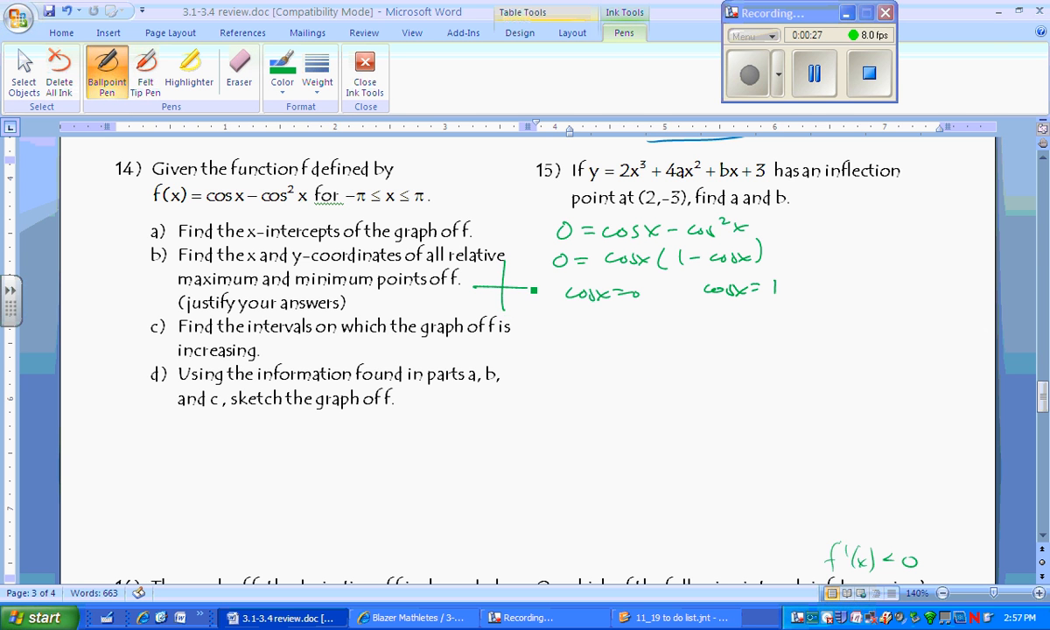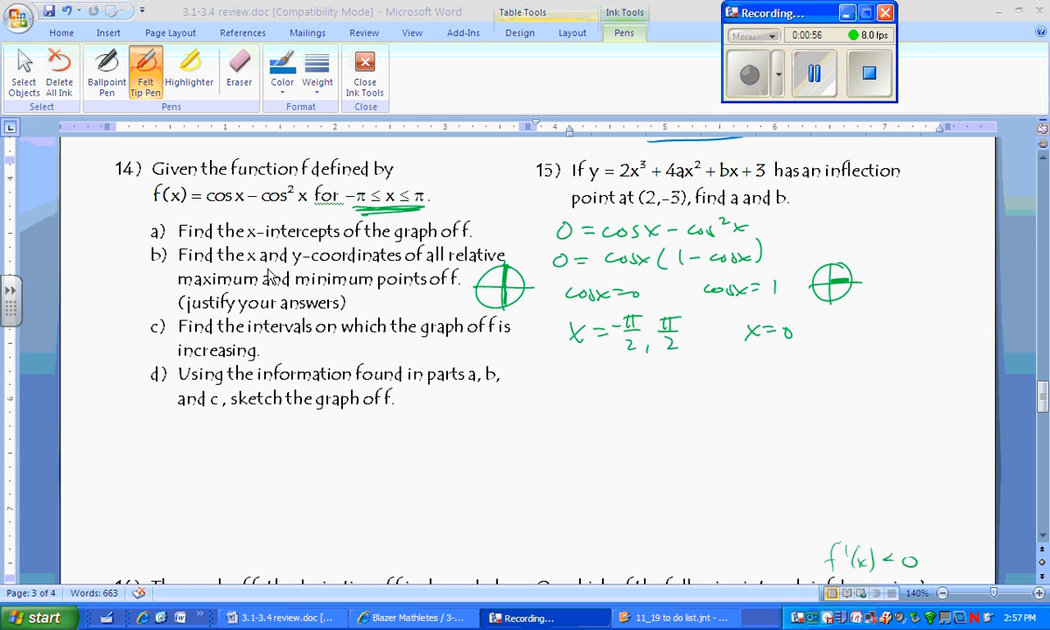So if cosine is 0, remember we're working on an interval here from negative pi to pi. So if cosine is 0, that means the x value is 0. That would be here and here. But since we're talking about between negative pi and pi, that would be negative pi over 2 and pi over 2. And if cosine is 1, cosine again, the x value is 1, that would be right here at 0.